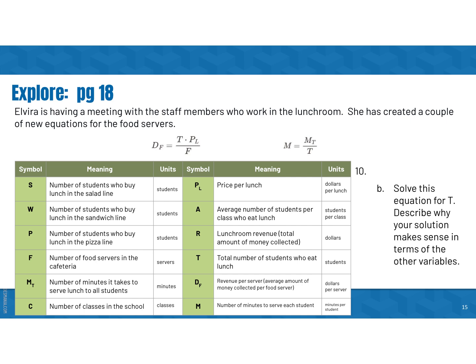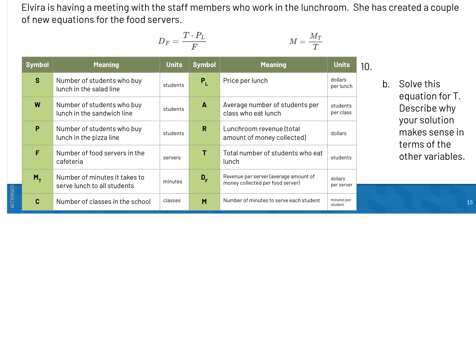So we have M of T equals T. I want to get T by himself. Well, that's division, so let's get the T out of the division. Let's multiply by T on both sides. So we have T times M of T. Then let's get T by himself, so let's divide by M.